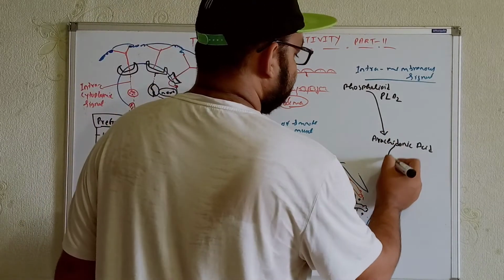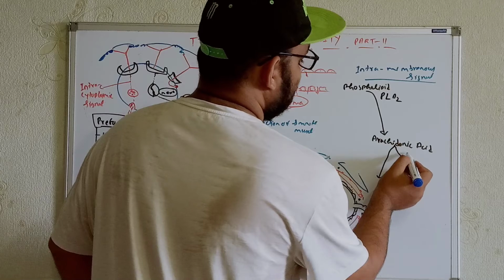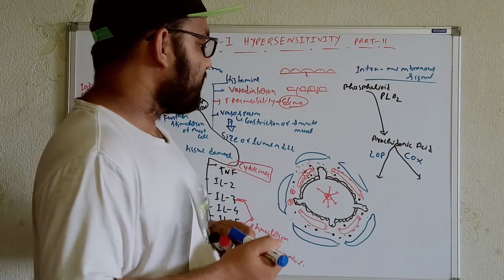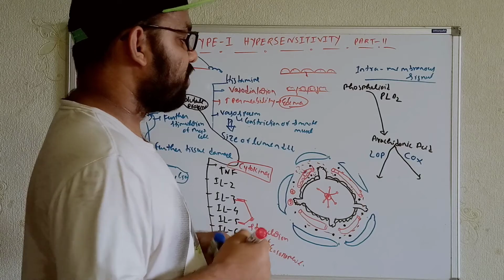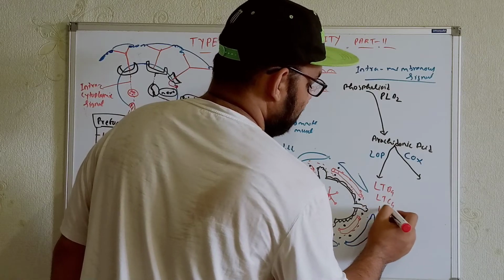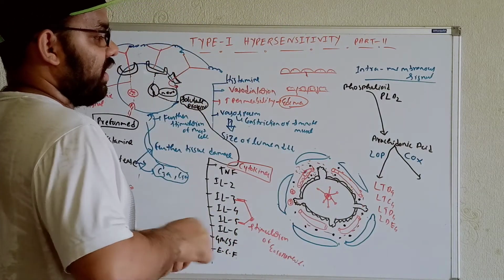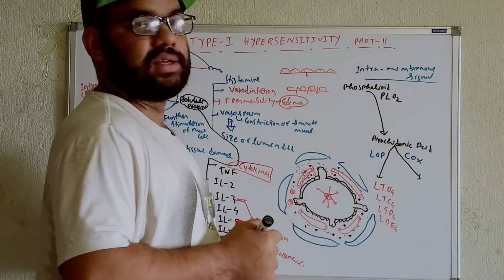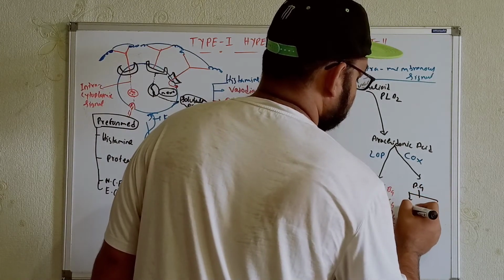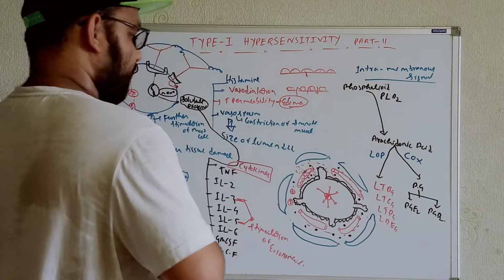Now this arachidonic acid can be acted on by different enzymes. There are two major enzymes over here: one is cyclooxygenase, another is lipoxygenase. Whenever the arachidonic acid goes through lipoxygenase, it will produce leukotriene B4, leukotriene C4, leukotriene D4, leukotriene E4. These products will be produced by the lipoxygenase enzyme. And whenever the arachidonic acid goes through the cyclooxygenase pathway, we get prostaglandins, the different kinds like prostaglandin E2 and prostaglandin D2, for example.